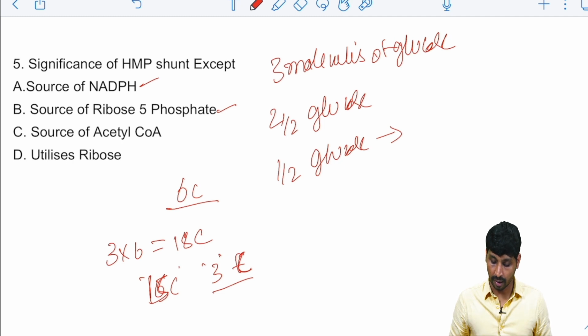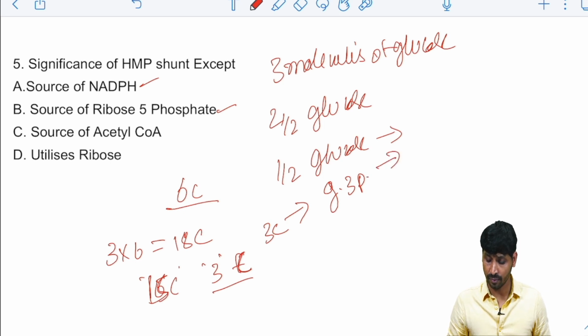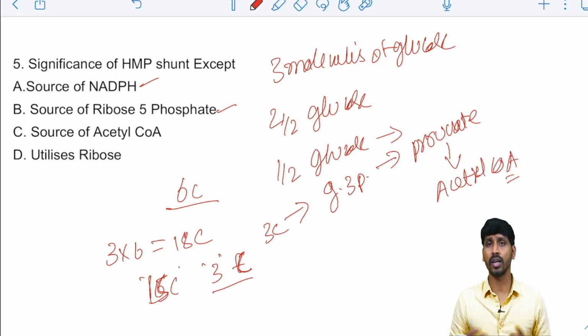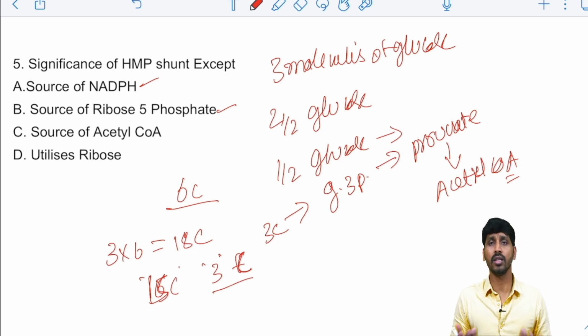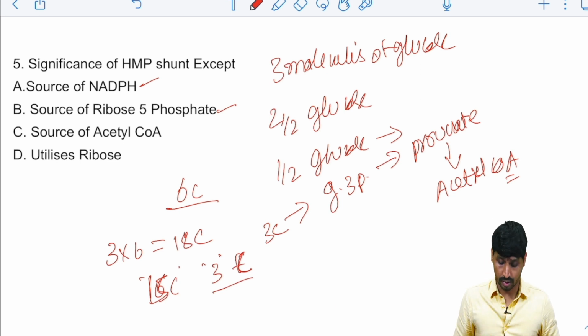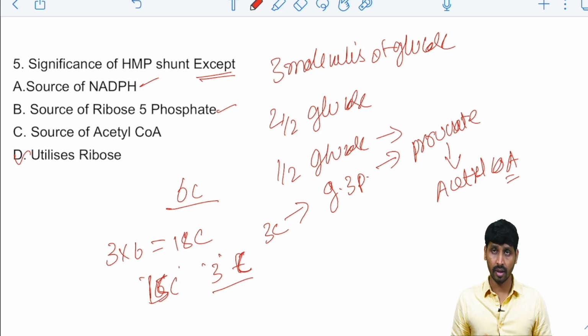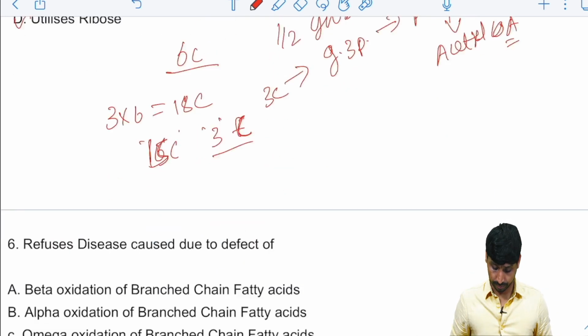The leftover 3 carbons will be converted to glyceraldehyde 3-phosphate, and this glyceraldehyde 3-phosphate enters into glycolysis to form pyruvate, and this pyruvate can form acetyl-CoA. Yes, it may serve as a source of acetyl-CoA, right? And utilizes ribose. How come? It is utilizing glucose to produce NADPH, to produce ribose 5-phosphate, and to produce acetyl-CoA. So this option is correct, because here you have asked the question except. So the rest of the things are correct with the HMP shunt significance.